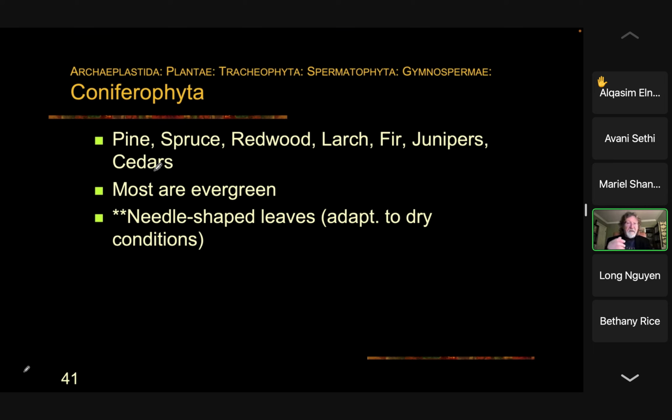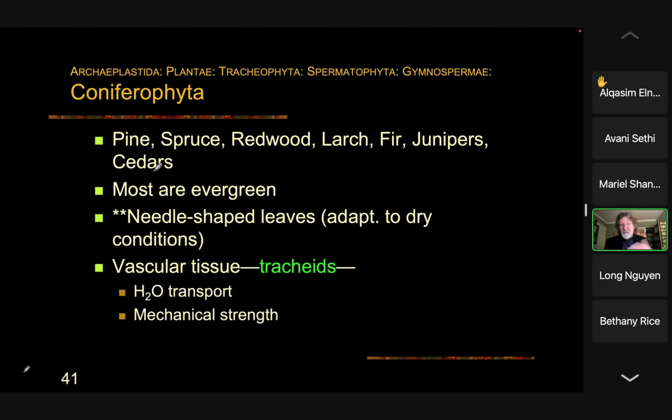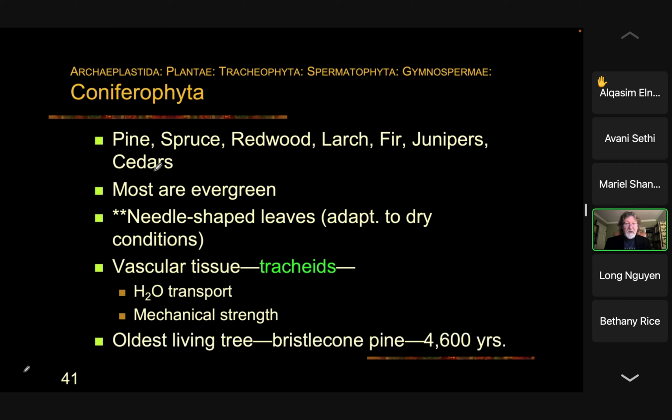Okay. And so these needle-shaped leaves are sort of adapted to dry conditions, and of course vascular tissue. Obviously, the tracheophytes. So there's tracheids. They have those cells, and those are in the xylem. Once again, I mentioned water transport, mechanical strength. If you know the phylogeny, you don't have to really say that because it occurred further down the tree, and so those aren't apomorphies. Some of these are very long-lived.